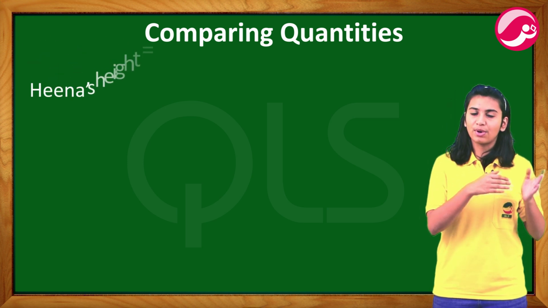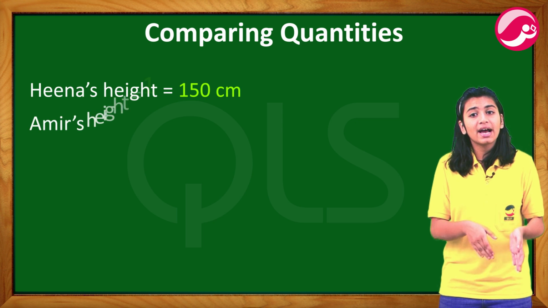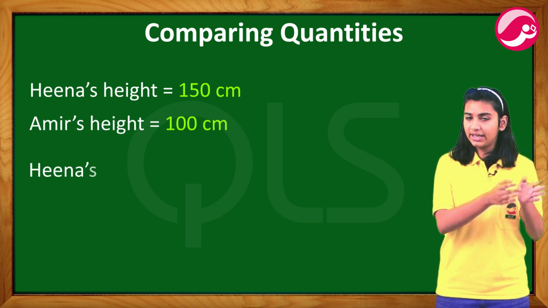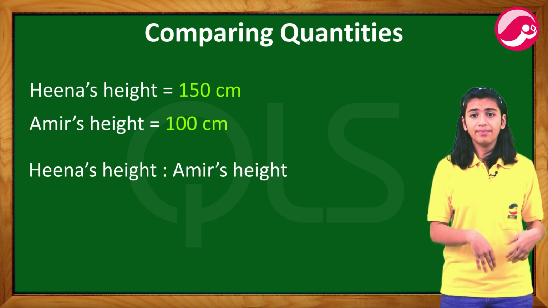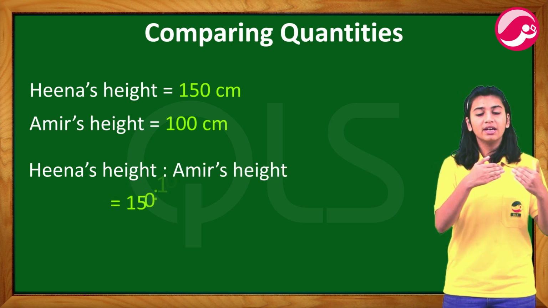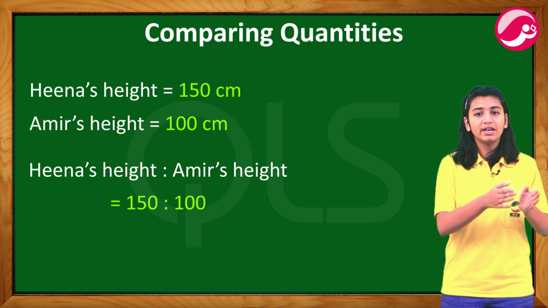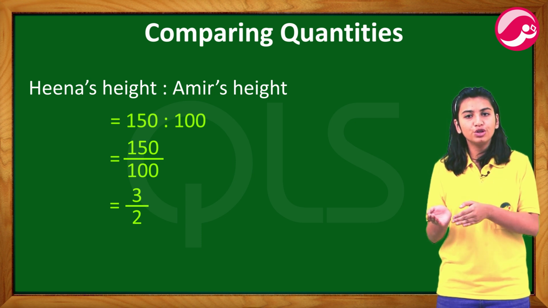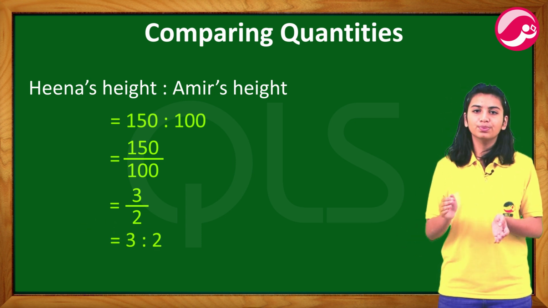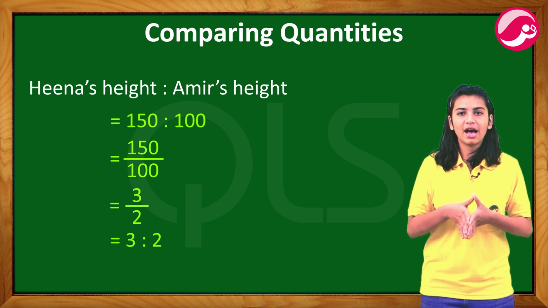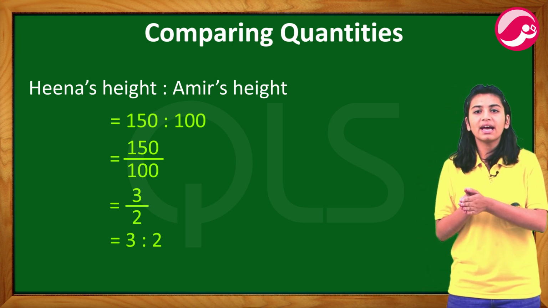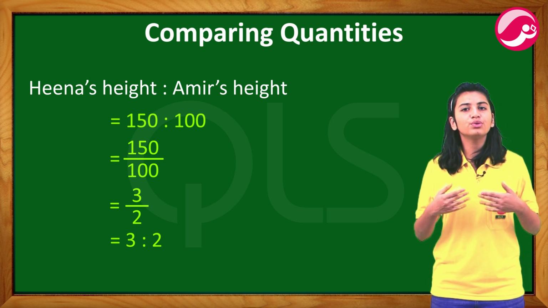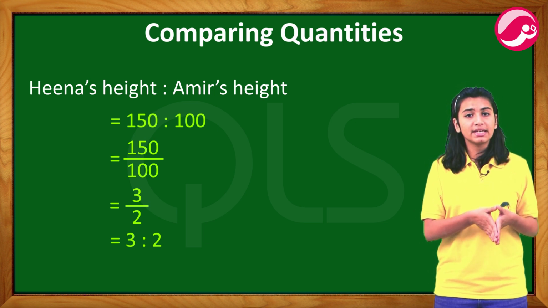If Hina's height is 150 centimeter and Amir's height is 100 centimeter, then the ratio of their heights would be Hina's height is to Amir's height, 150 is to 100. Now 150 upon 100 is equal to 3 upon 2 or 3 is to 2. This is the same as the ratio of Rita's and Amit's share of marbles. Thus, we can say that the ratio for two different comparisons may be the same.